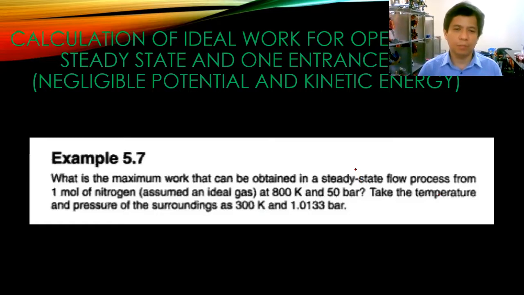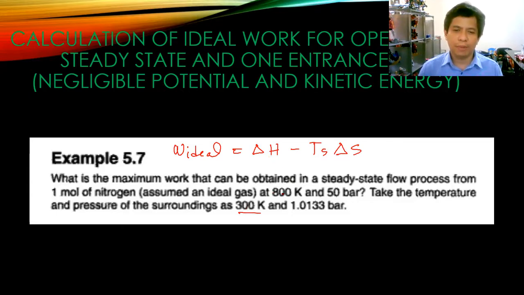So basically, to solve this problem, we're going to use the W ideal equation. The W ideal is equal to delta H minus T surrounding, where T surrounding, or T sigma, is 300 Kelvin, times delta S. So we can solve delta S first. For delta H, since it's an ideal gas, it's just Cp delta T.